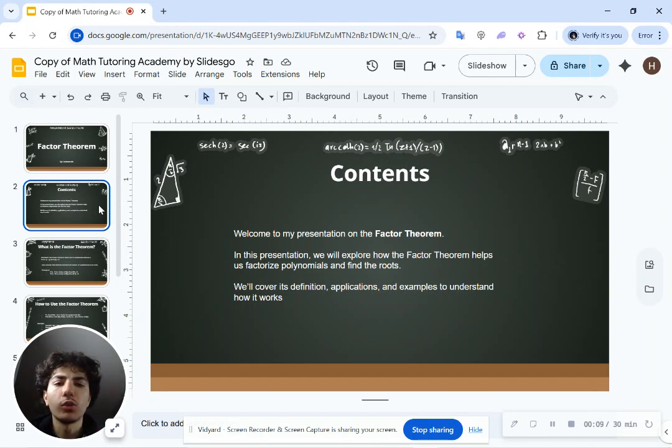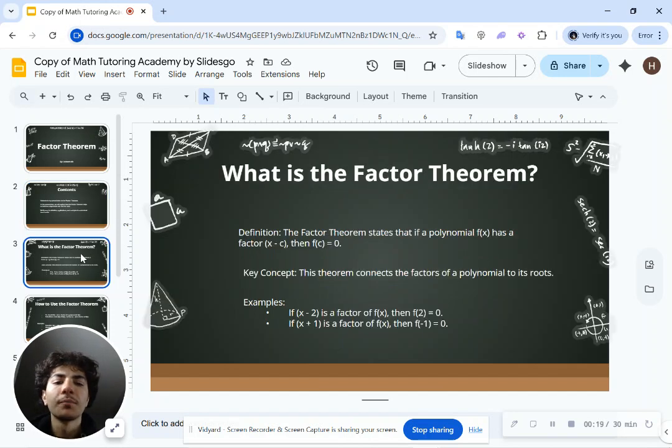In this presentation, we'll explore how the factor theorem helps us factorize polynomials and find the roots. We will cover its definition, applications, and examples to understand how it works. What is the factor theorem?